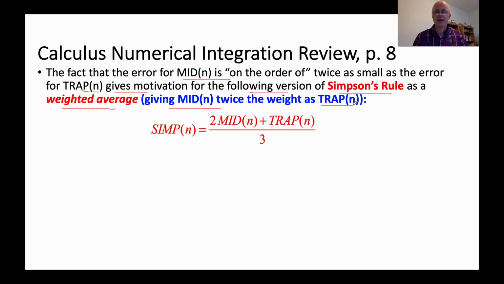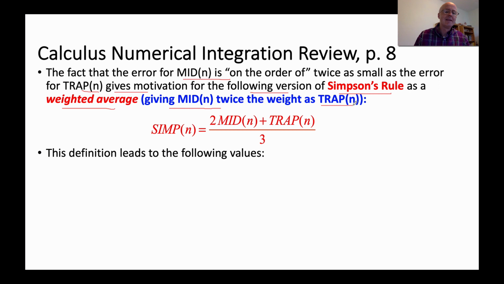Simpson's rule for a given value of n is 2 times the midpoint rule plus the trapezoid rule, divided by 3. In other words, mid n plus mid n plus trap n, 3 numbers added, divided by how many numbers there are, 3. I'm giving mid twice the weight because it does twice as well. The error is half as much as with the trapezoid rule. So this again is the empirical approach to Simpson's rule. It's not the way that I learned it way back when, but we will see the way I learned it here in a bit.